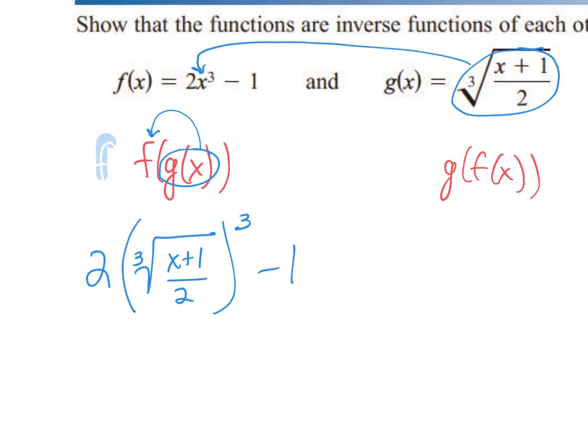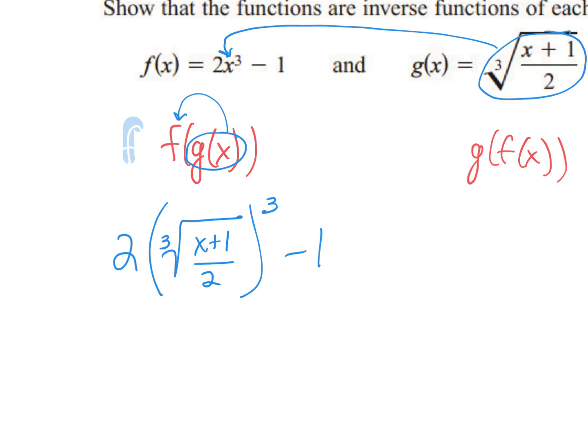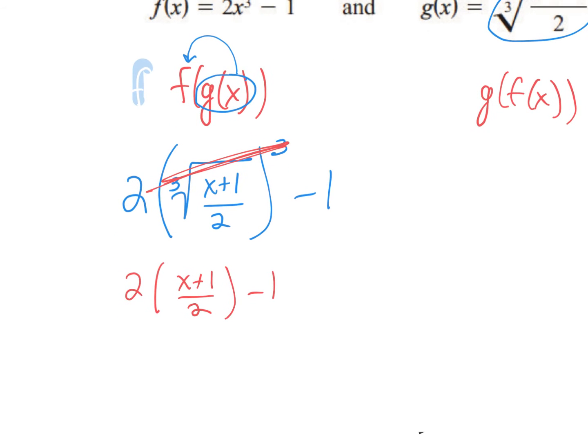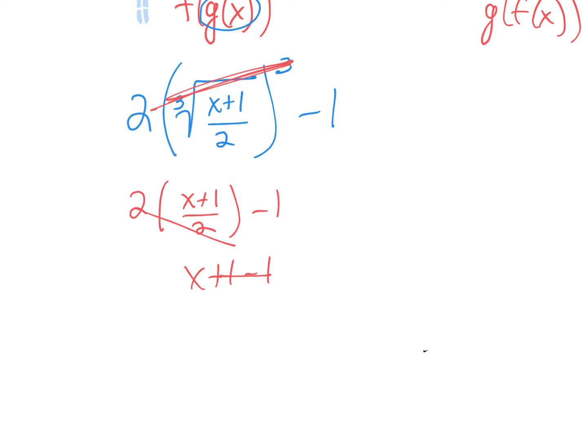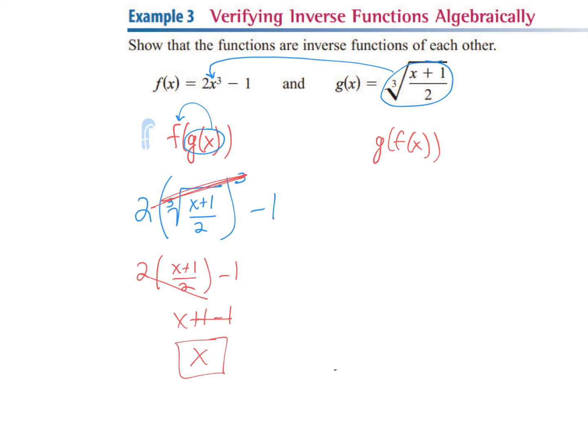And now we're going to simplify. How can I start simplifying here? 2's can't cancel yet. The 3's, right? The cube root and cubing cancel each other out. So then I'm left with 2 times x plus 1 over 2 minus 1. Now what? The 2's will cancel. So now I have x plus 1 minus 1. Then what? The 1's cancel, so I'm left with x, okay? Just practicing what we did yesterday. Taking one function, plugging it in the other.